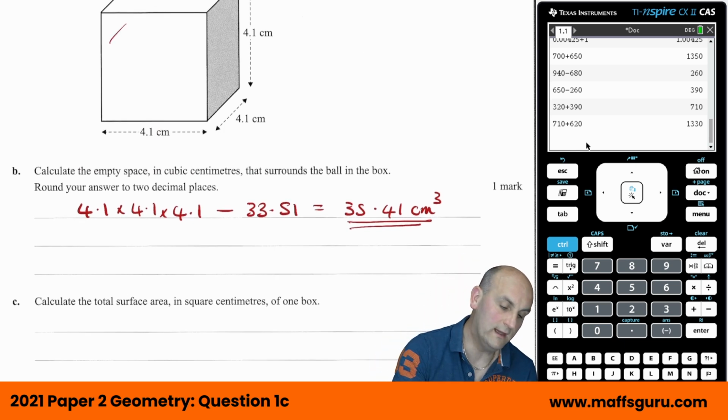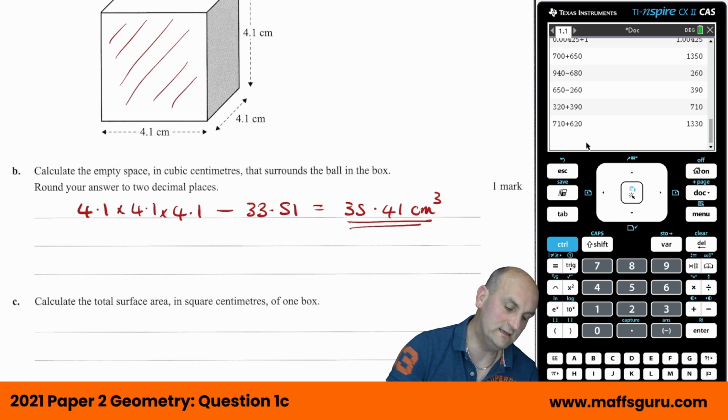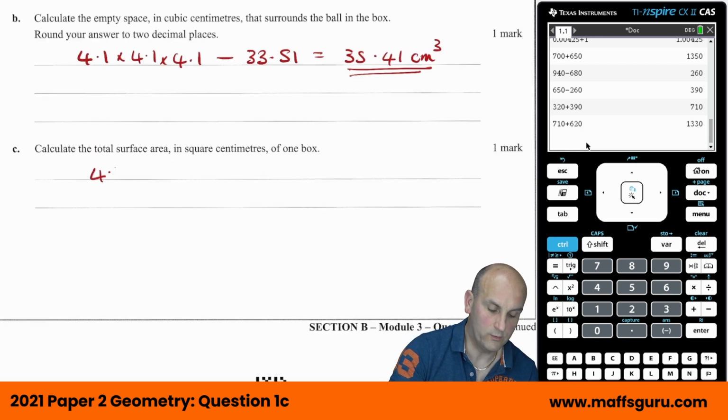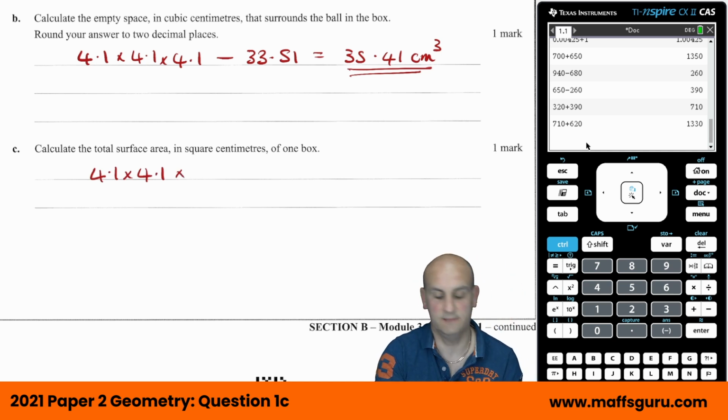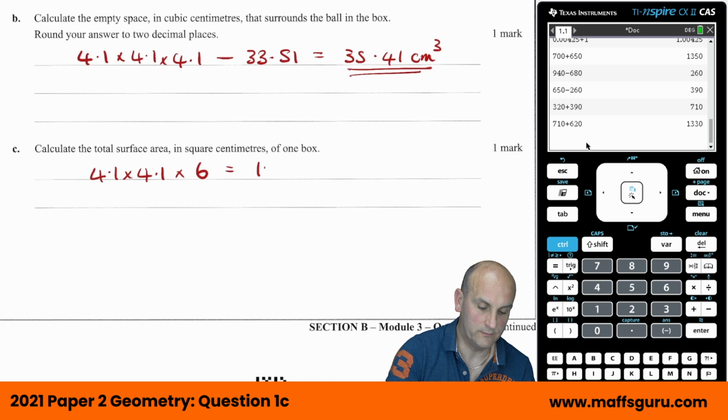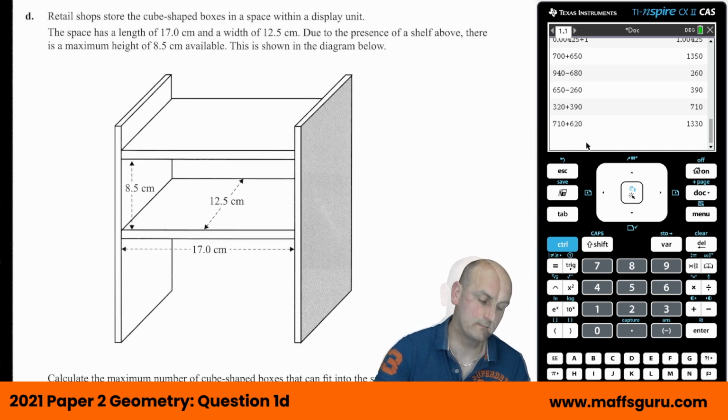To do that, work out the area of one face, which was 4.1 times 4.1, and multiply that by how many faces there are. And there are 6, which when I put that into my calculator, gave me 100.86 centimeters squared.